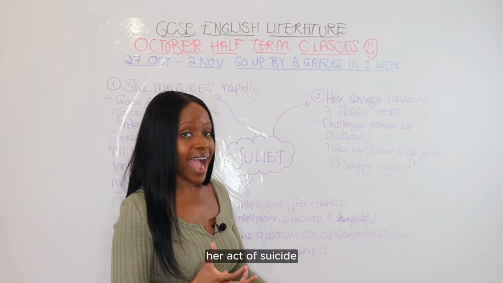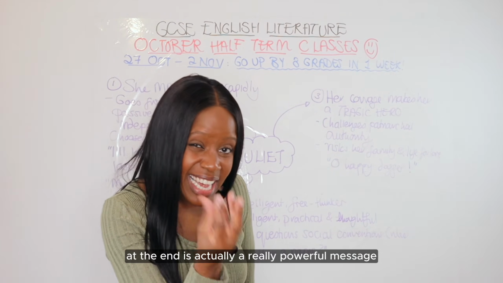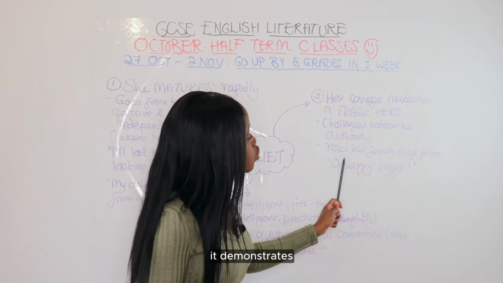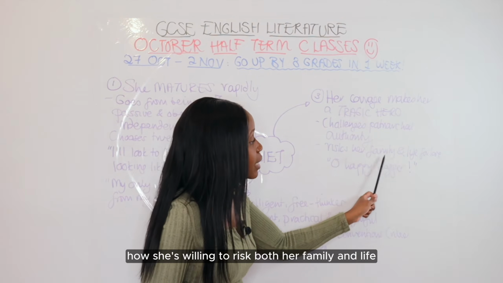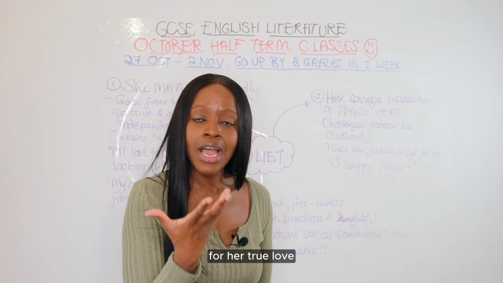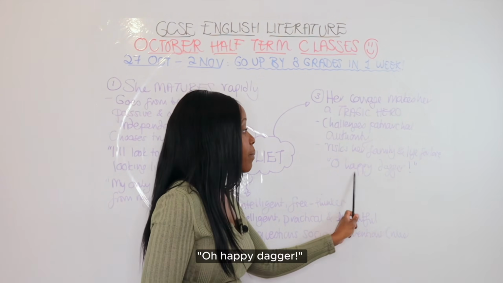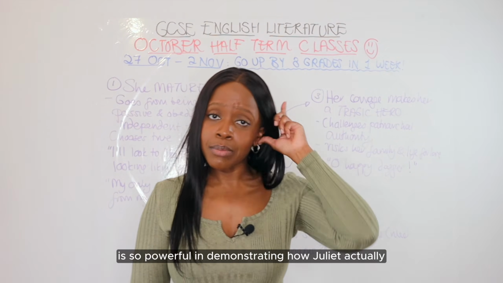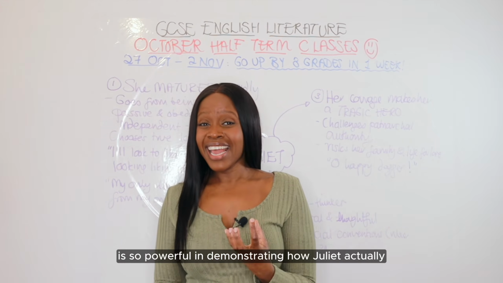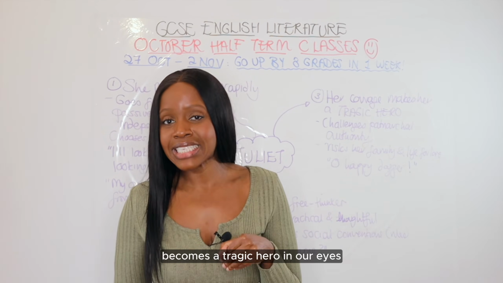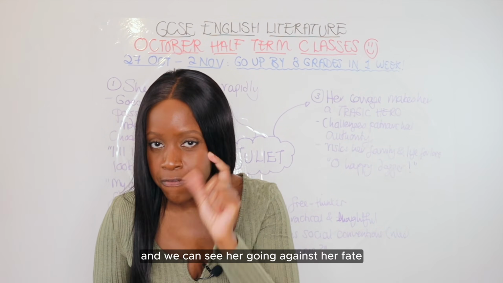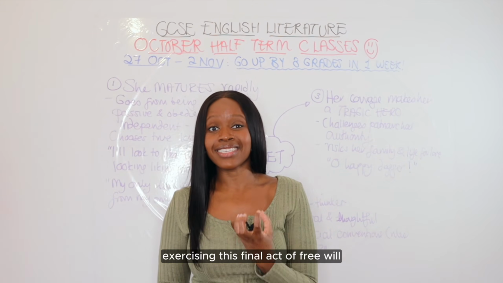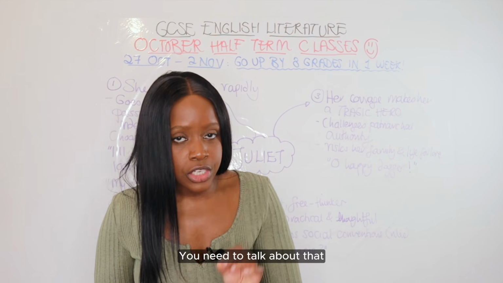And thus her act of suicide at the end is actually a really powerful message. It demonstrates how she's willing to risk both her family and life for her true love. And of course, this is shown in the quotation, "Oh happy dagger." This exclamatory sentence is so powerful in demonstrating how Juliet actually becomes a tragic hero in our eyes, and we can see her going against her fate but still exercising this final act of free will. You need to talk about that.